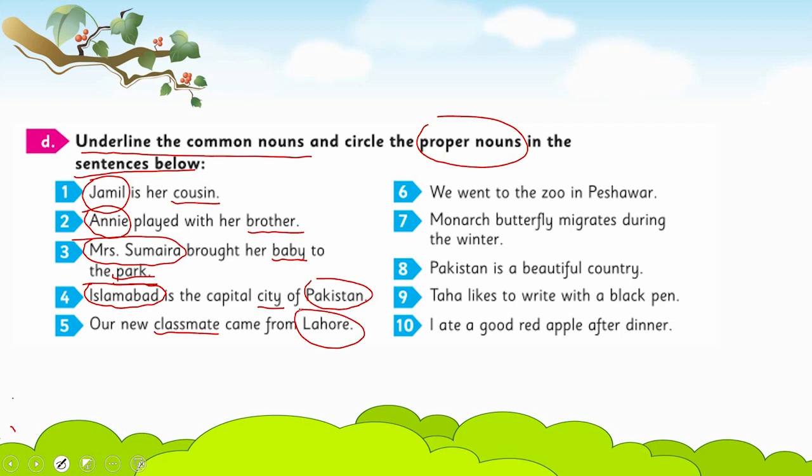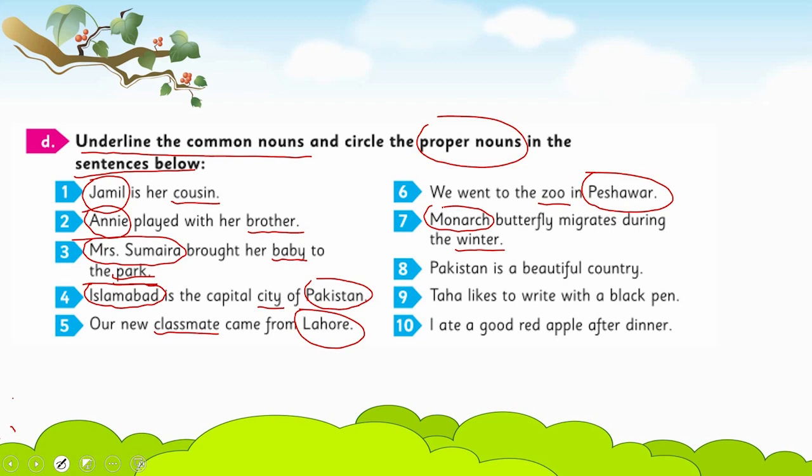So this is very easy. Now you are going to rapidly pick up the common and proper nouns. We went to the zoo in Peshawar. Here, zoo is what? Common noun and Peshawar is the proper noun. Shabash, tell me in the number 7th. Monarch butterfly migrates during the winter. Winter is what? Winter is a common noun, but monarch butterfly is a specific butterfly. That is why monarch is a proper noun.